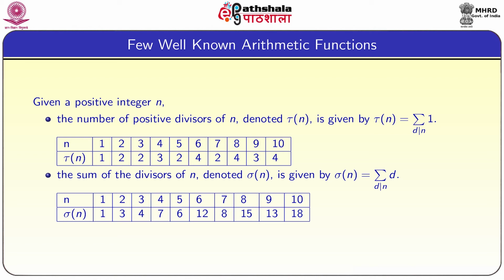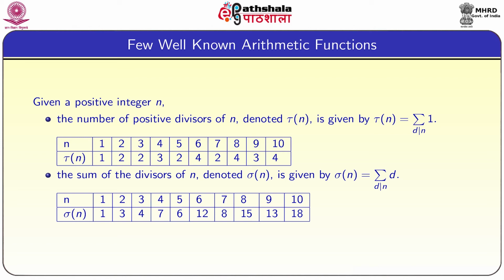Given a positive integer n, the number of positive divisors of n is denoted by tau of n. That is, tau of n is equal to the summation over d dividing n of 1. So, whenever d divides n, for each divisor I will count 1. So, this gives the number of all divisors of n.